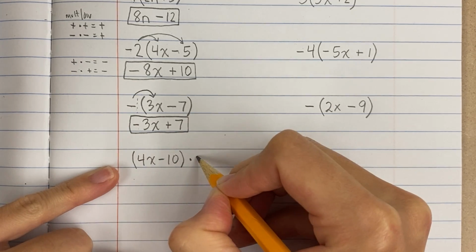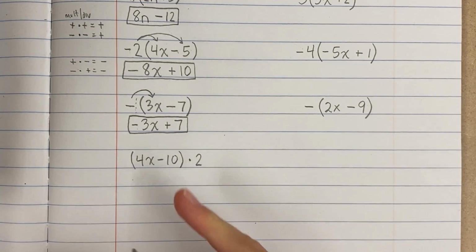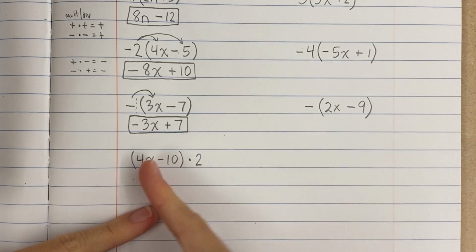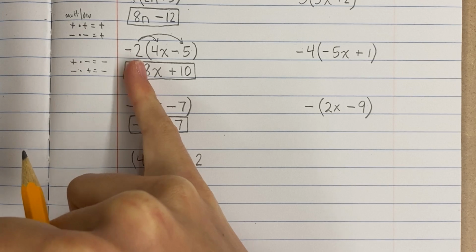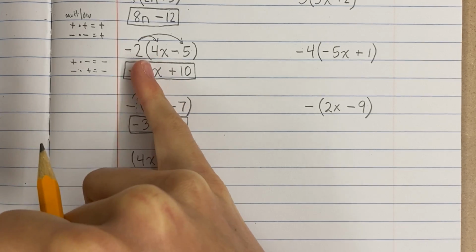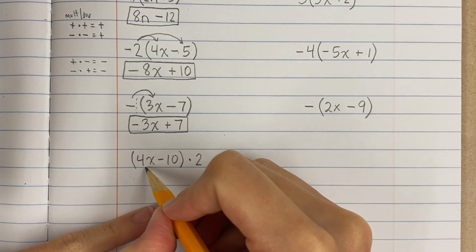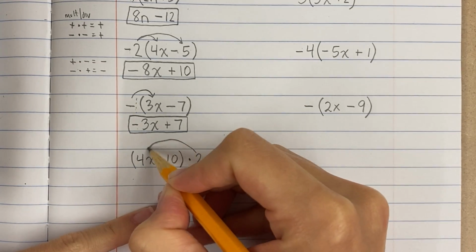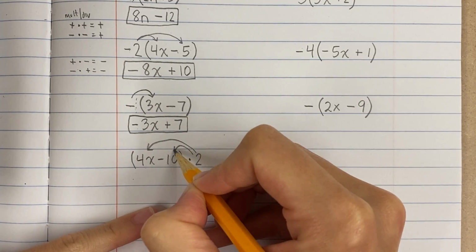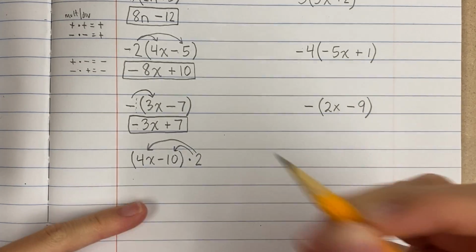In this example, this is actually not different. It's just a different way of writing it. A lot of times we put the number out in front like this, and when it's touching the parentheses, that means multiplication. This dot also means multiplication. So this 2 is still being multiplied by 4x and by negative 10. And so I do exactly the same thing. You might sometimes see it written differently, and that is okay.